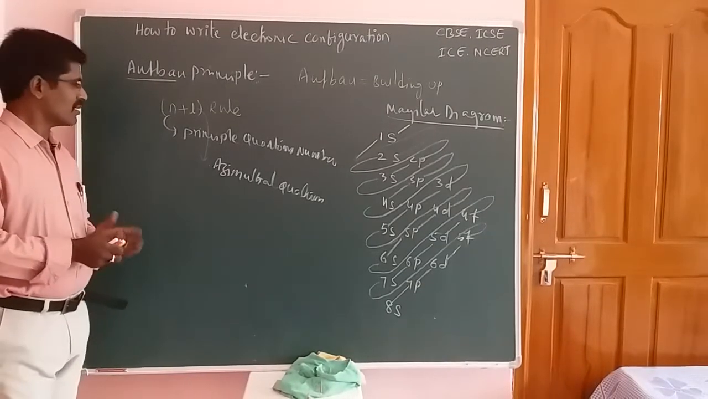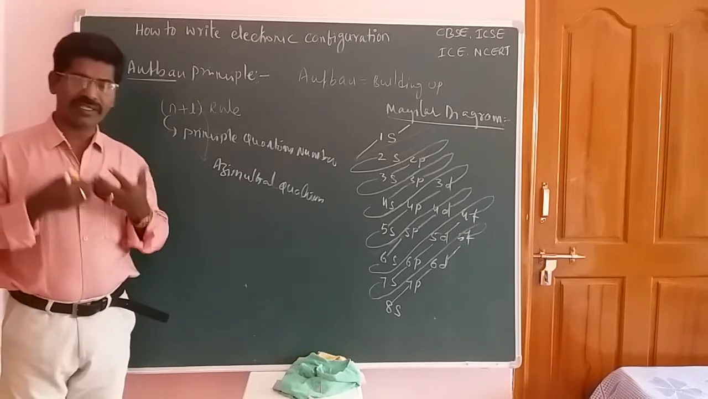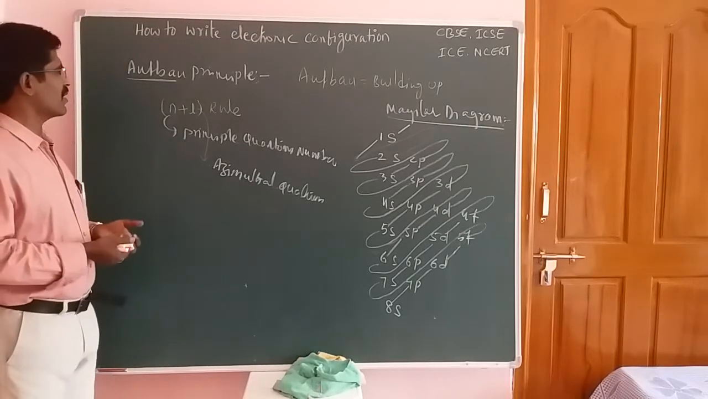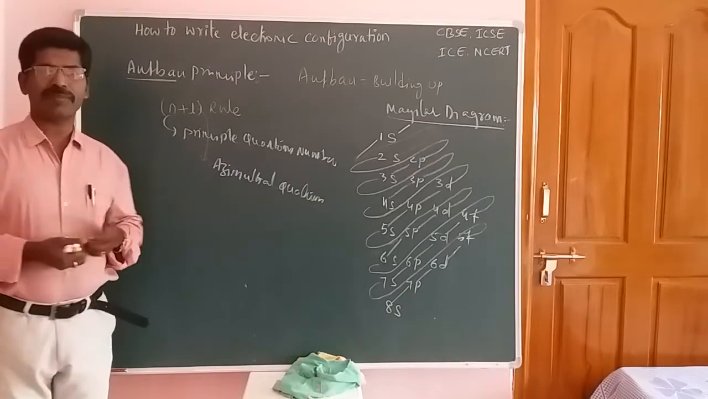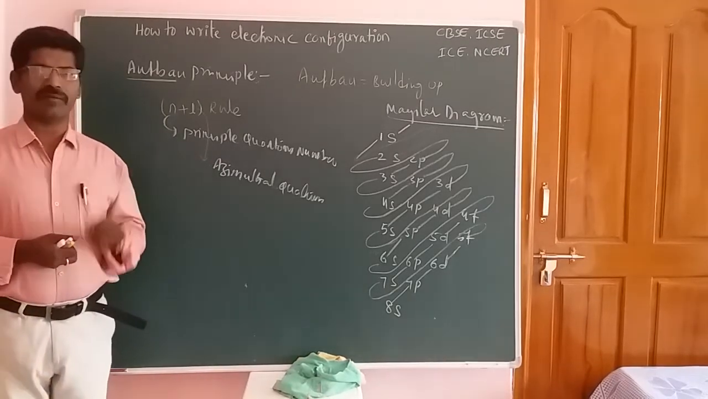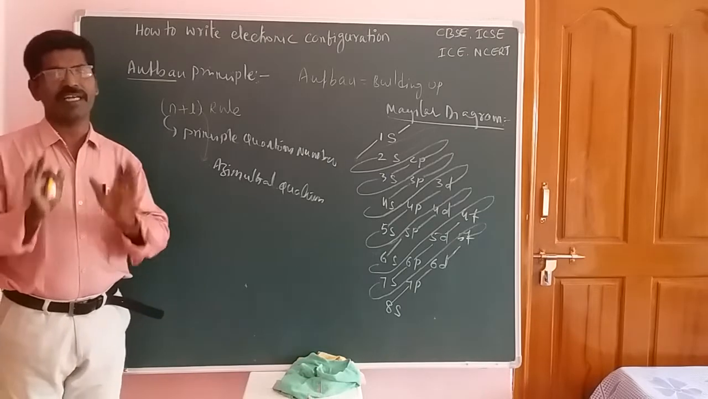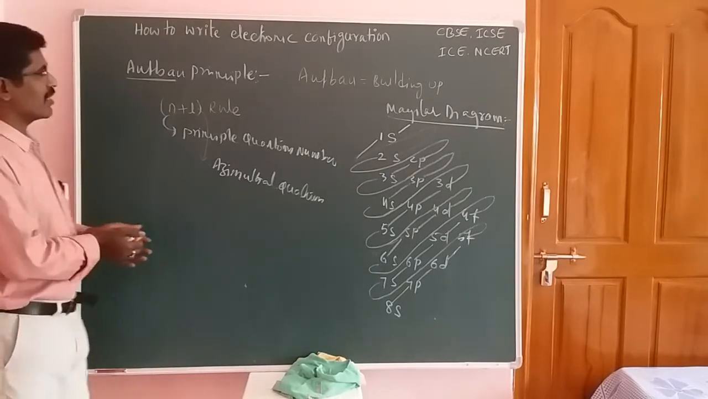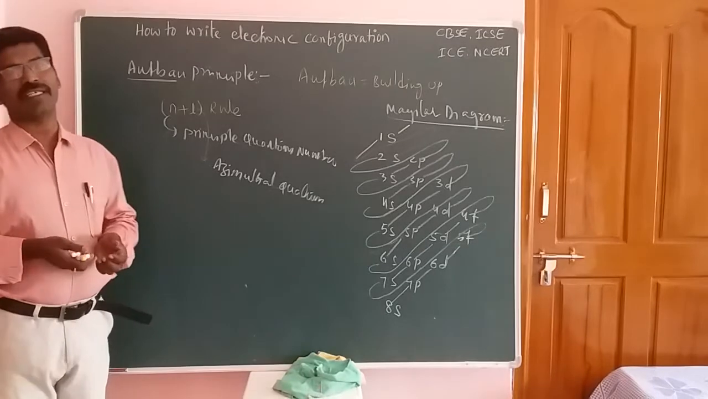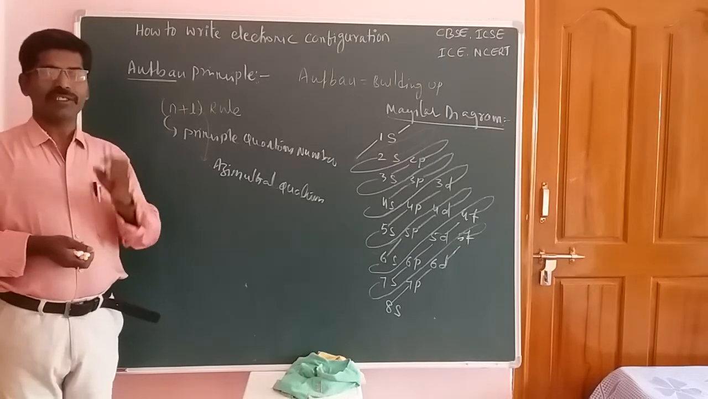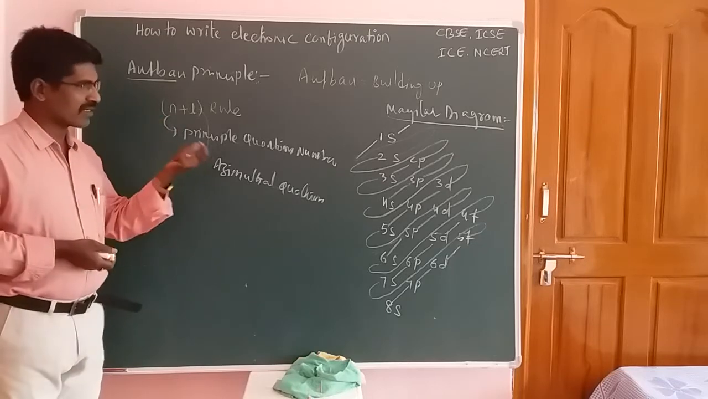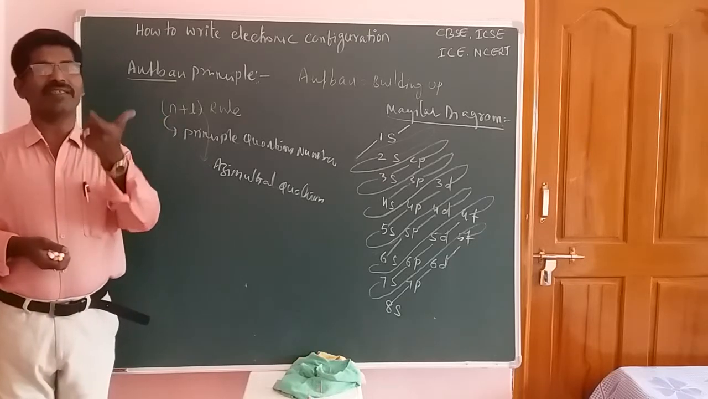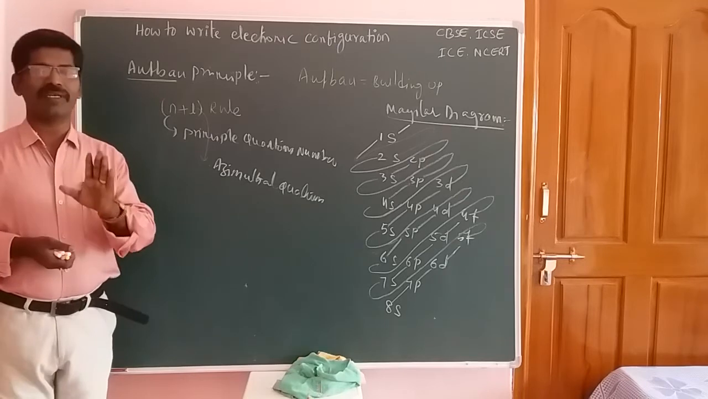Now this is the general thing. That means this is the theory about the Moeller diagram, and it should be constructed depending upon the Aufbau principle and the n plus l rule. So this is the theoretical method. But here I will give one trick to write the electronic configuration. Depending upon the trick, you can write the electronic configuration within 1 or 2 minutes. It should be completed within 1 or 2 minutes.